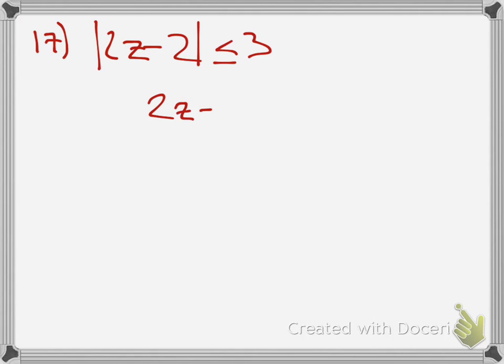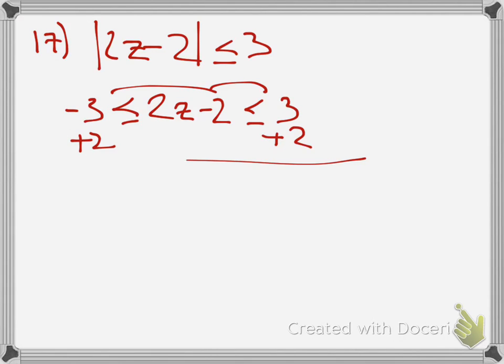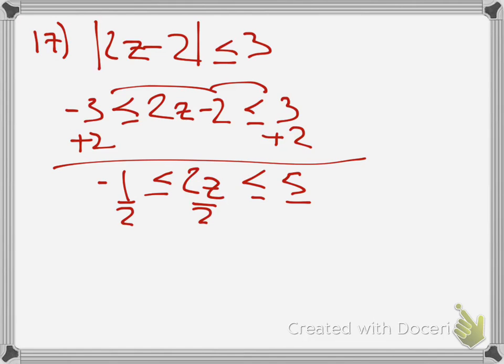All right, final problem! Yay! Alright, absolute value of 2z minus 2 less than or equal to 3. So I'm saying 2z minus 2 less than or equal to 3, and at the same time greater than or equal to negative 3, in between, so on and so forth. So we're going to add 2 to all parts. You get 2z between negative 1 and 5. Divide by 2. Z is between negative 1 half and 5 halves, or negative 0.5 and 2.5.